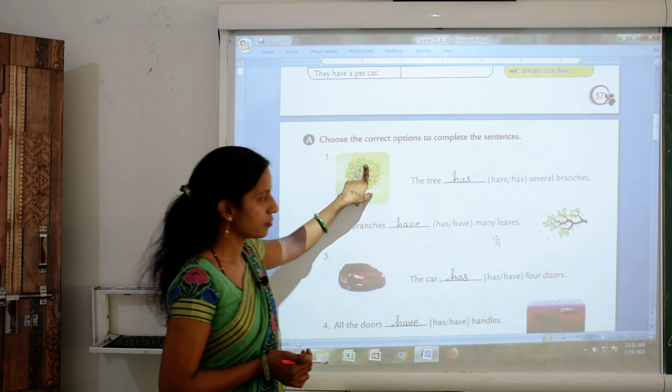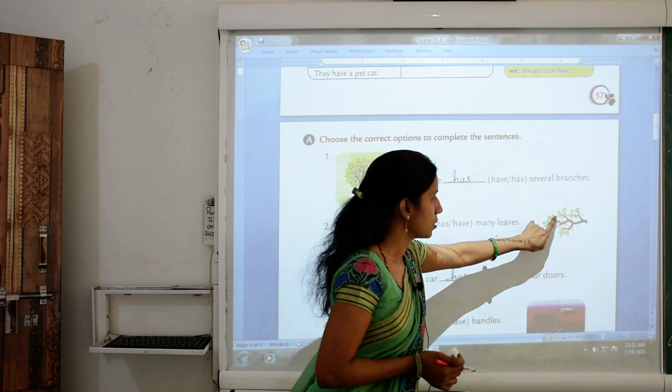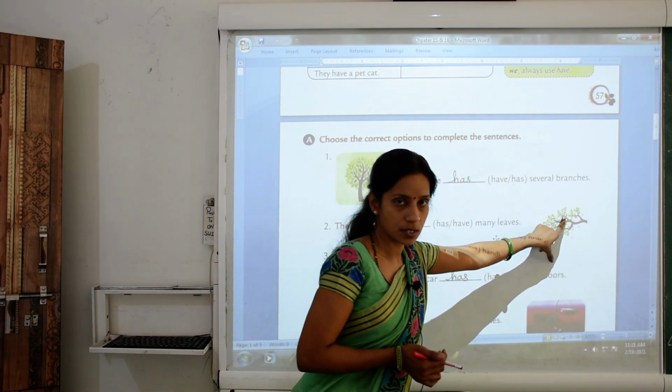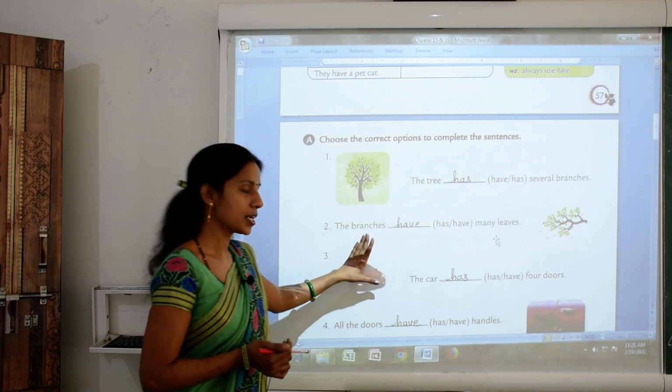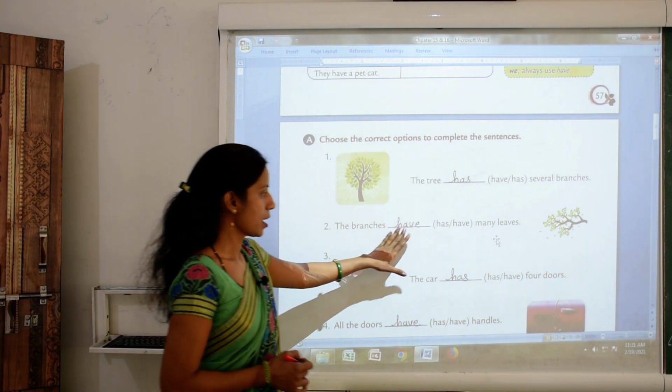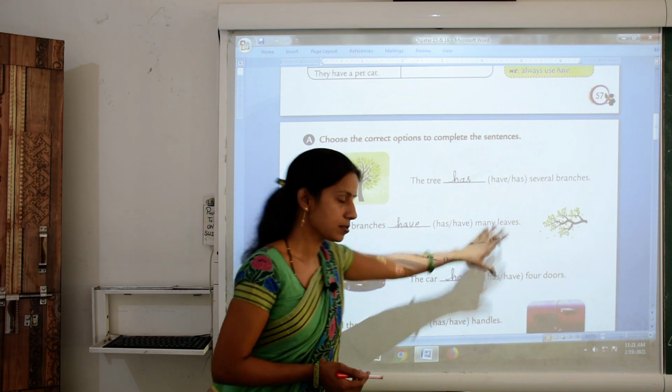See the picture, more than one branch. 1, 2, 3, 4, 5, so many branches are there. That's why we are using have with branches. The branches have many leaves.